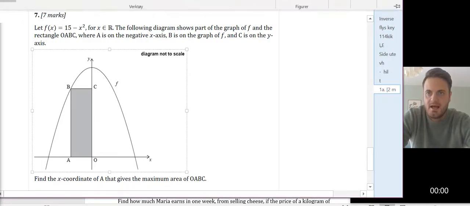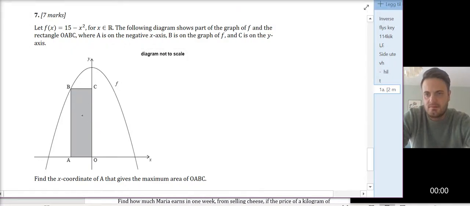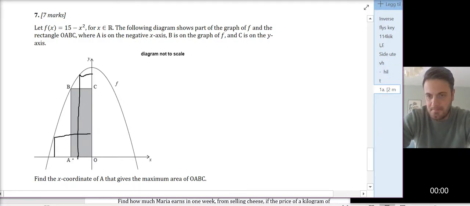OABC. And the point is here that if A is here, we get this rectangle. If A is supposed to be here, just know that A is on the negative x-axis, and then the rectangle will look something like this. If A is over here, then it will look something like this. And the question is, where should we put A if we want the area of the rectangle to be as large as possible?